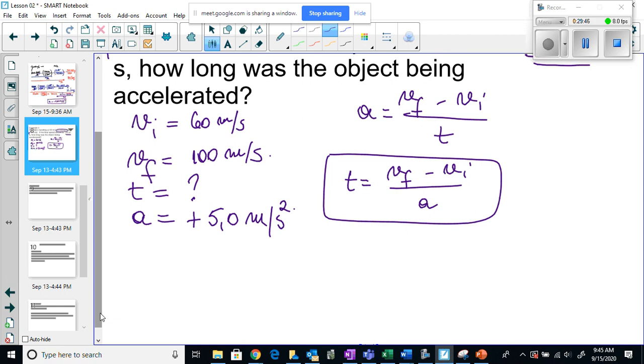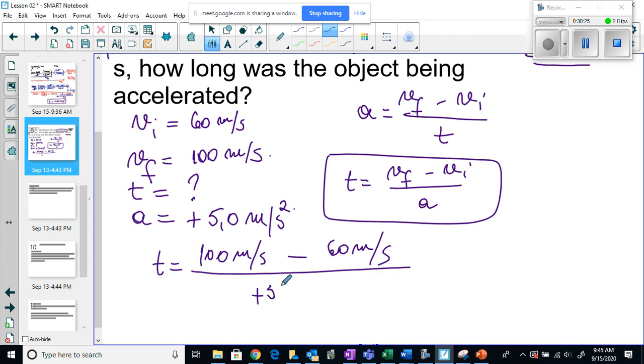I prefer to use the formula because I have the tendency to have the literal equation there and then substitute and solve for the unknown, but both ways work exactly the same. So then what we will do here is time is equal to V final, which is 100 meters per second. I will write the units, but you don't have to. Minus V initial, which is 60 meters per second, over the acceleration being positive 5.0 meters per second squared. So 100 minus 60 is 40, divided by 5 will be 8.